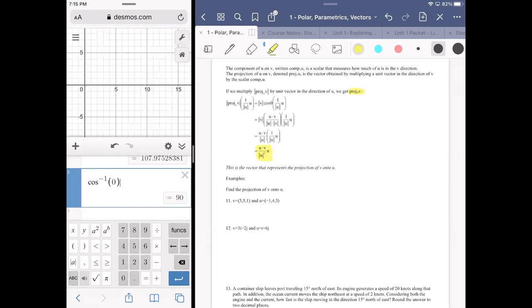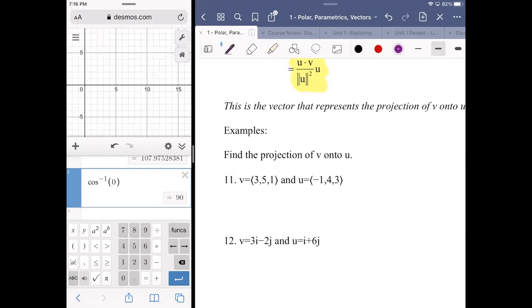So I need the dot product. I need magnitudes, and I just need U. So it's not going to be too bad, because I just need to crank out a couple of dot products, and I'll be good to go. So U dot V, and then I'll do U dot U to get me the U squared. Again, personal preference. So U dot V, we got -3 plus 20 plus 3. U dot U, 1 plus 16 plus 9.